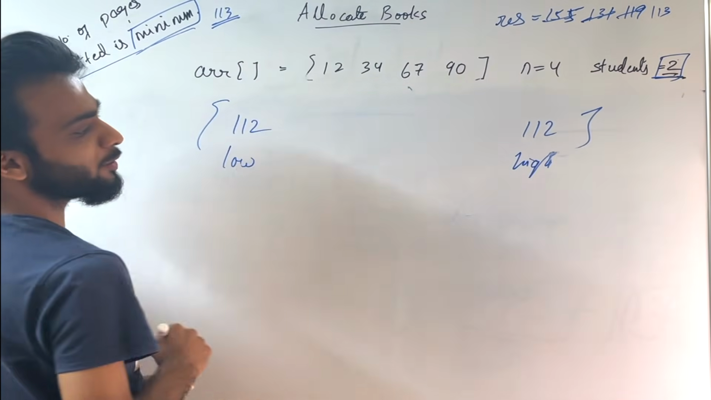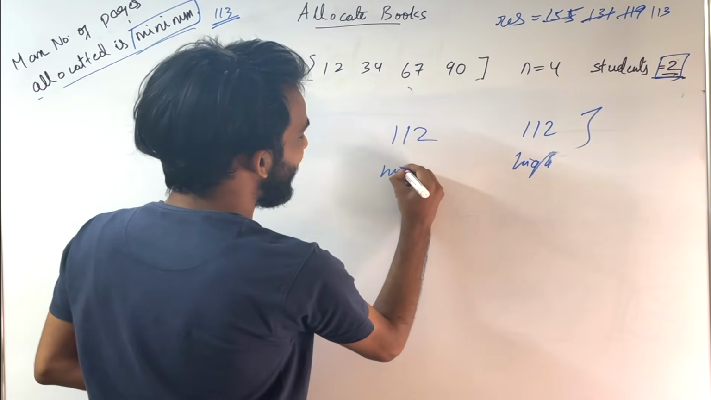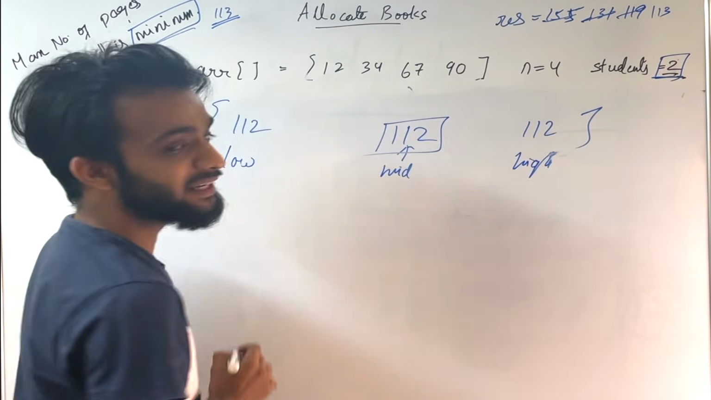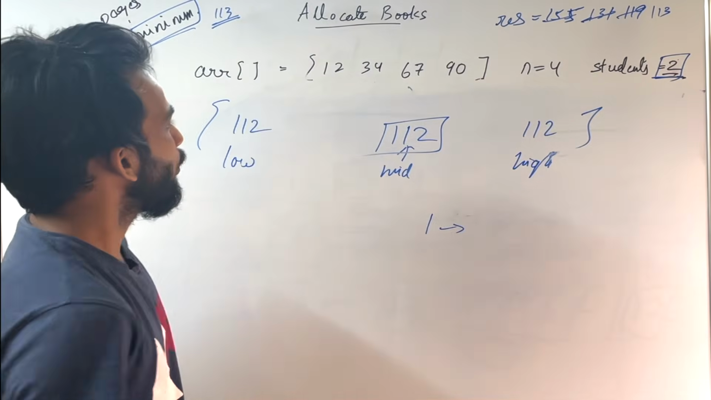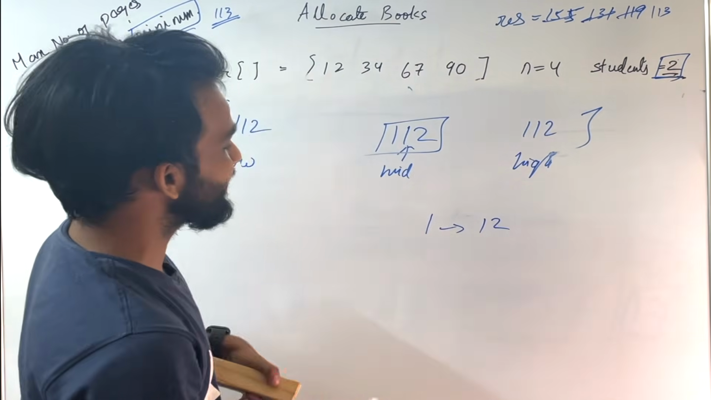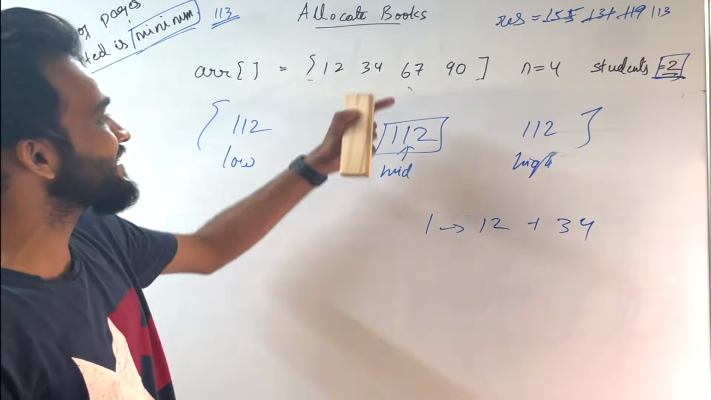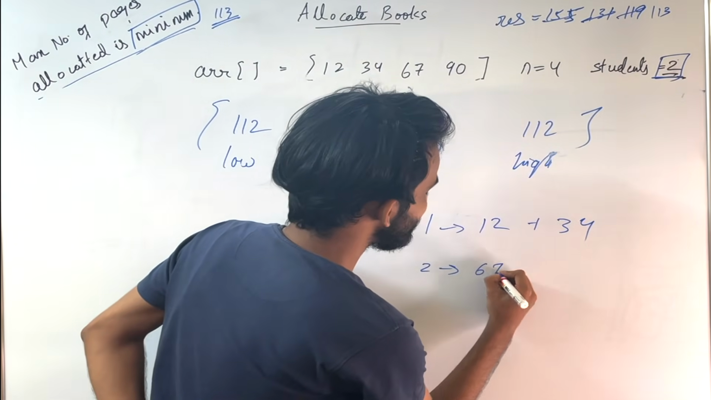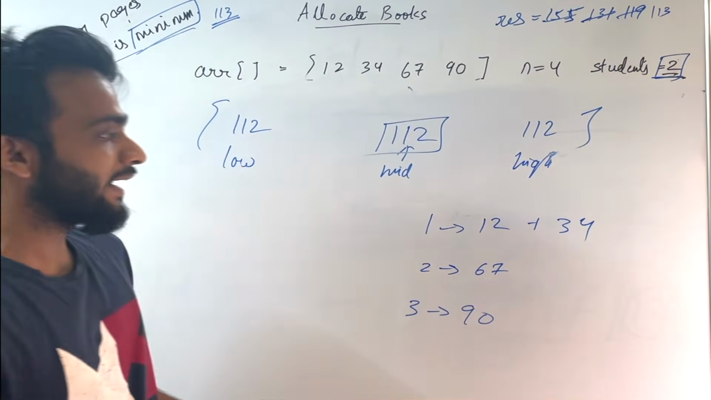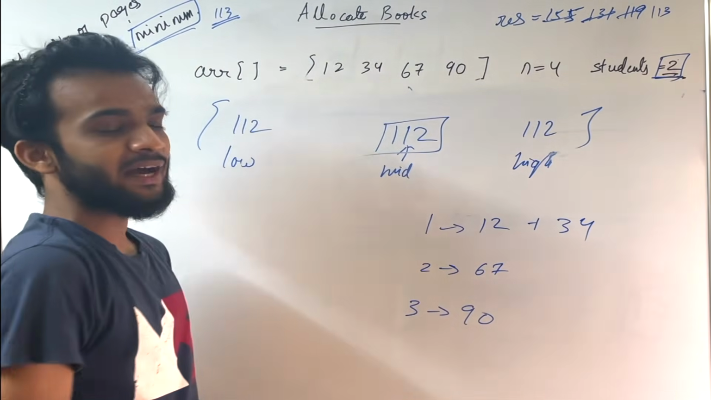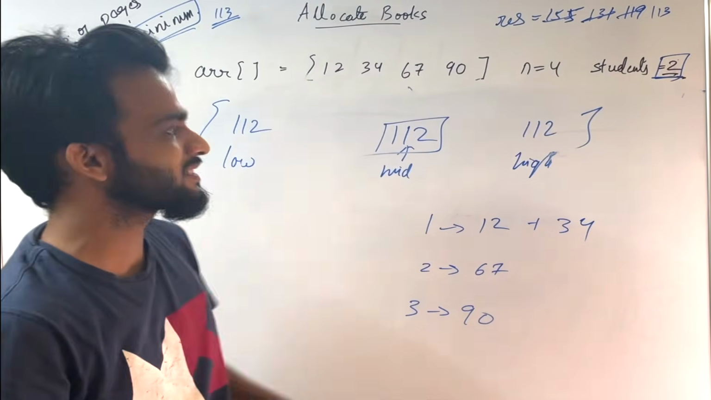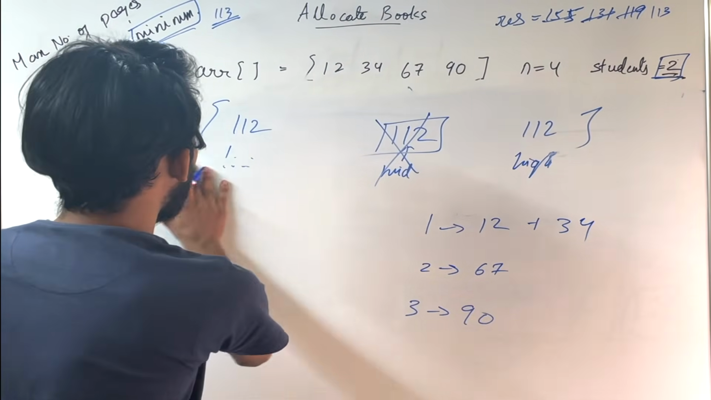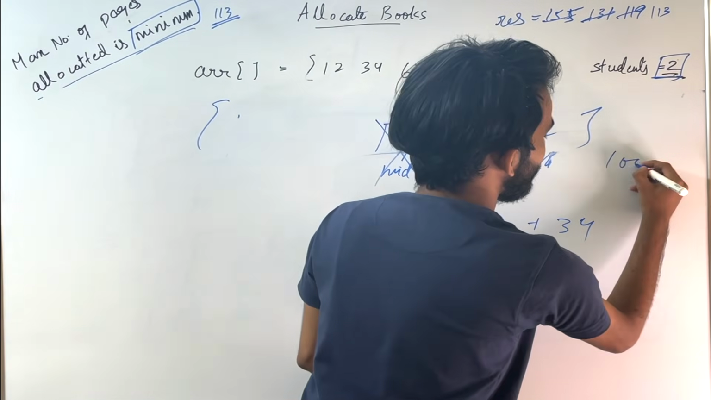Your low will be 112, your high will be 112, because this is the new search space. And what will be the middle? The middle will also be 112. So if I try to allocate books by keeping this as a barrier, person 1 will take 12, then 34, but will not be able to take 67 because 112 will be crossed. Person 2 will take 67, person 3 will take 90. Again, I was not able to distribute among 2 students. Hence, this is also not possible. So this guy will go ahead and the low will become 113.